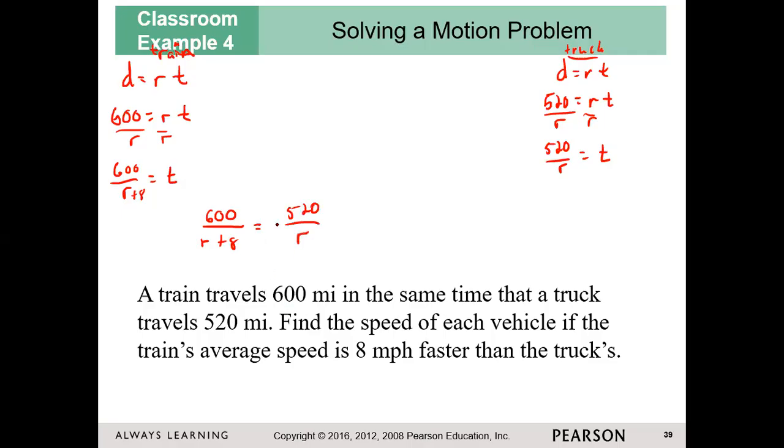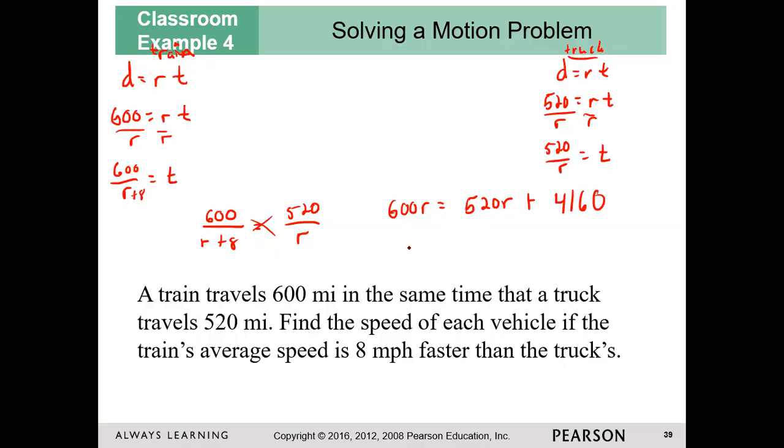And you know that when you have two fractions set equal to each other, you can take the cross product of these to get 600R is equal to, and I'll do the distribution at the same time, so that way we'll be able to do this with no problem. So we have 520R plus 520 times 8. So 520 times 8 is 4,160. And we can subtract 520R from both sides.